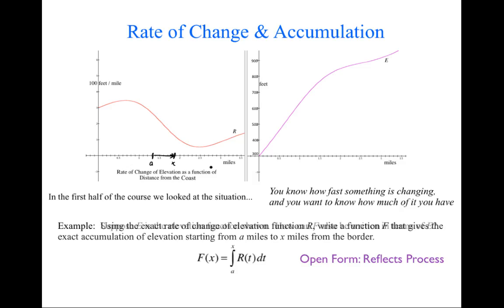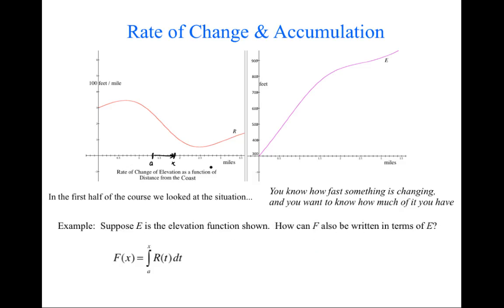All right, so now, a new question. Suppose E is the elevation function. Now, how can F also be written in terms of E instead of R? So it's the same a, starting at some a and going out to some x, like this. How can you write that same function F in terms of E, if E is the elevation function?